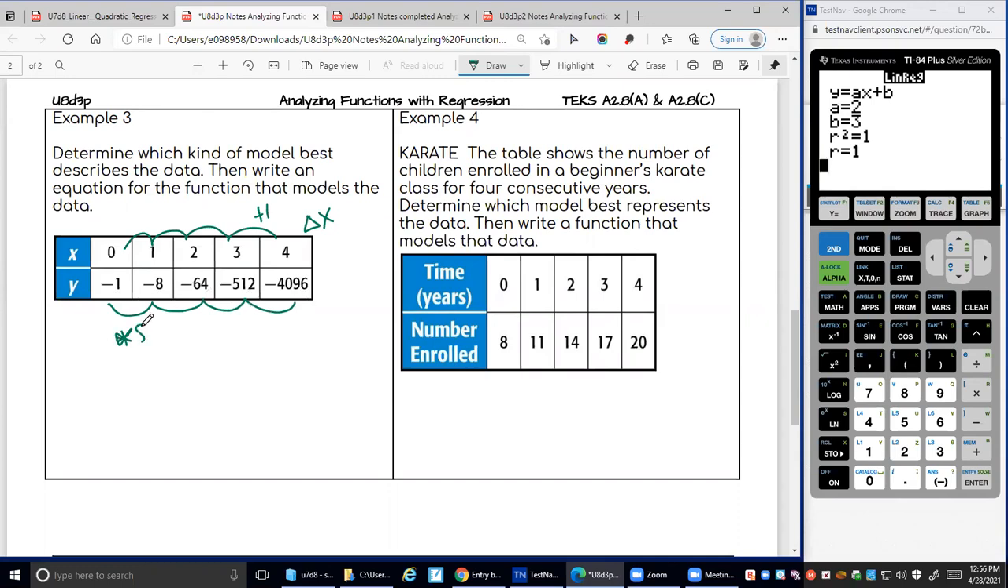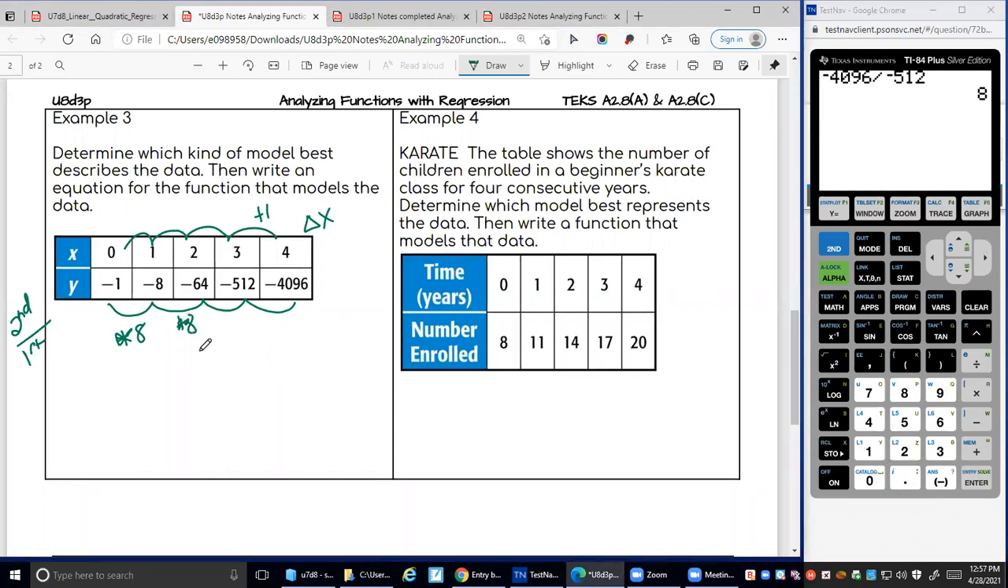If you're ever in a situation where you can't really figure it out, you just take the second number and divide it by the first number. For example, here I could take -4,096 and divide it by -512, and I get 8. So I know I'm really multiplying by 8 every single time.